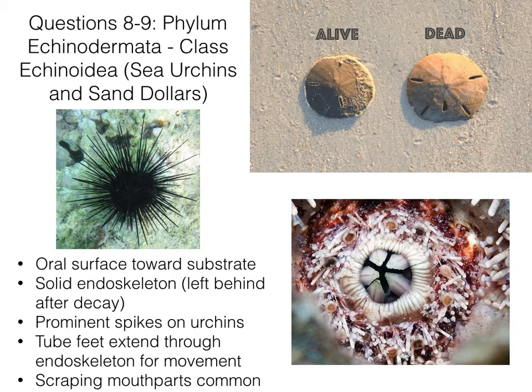It's the endoskeleton of one of these echinoids. As I mentioned, some of them have very prominent spikes. They do have tube feet that actually extend through their endoskeleton on all surfaces of the body, although the ones pointed on the oral surface towards the substrate are going to be the ones that they actually use for movement. Most of them have some sort of scraping mouth parts that they use to attack other organisms or just scrape algae off of rocks and things like that.